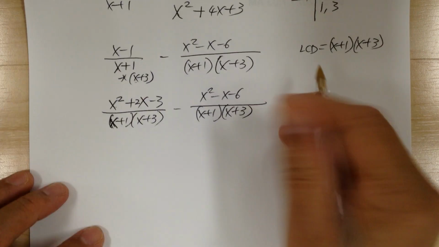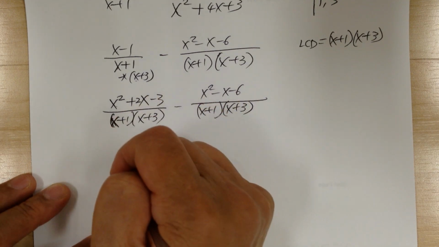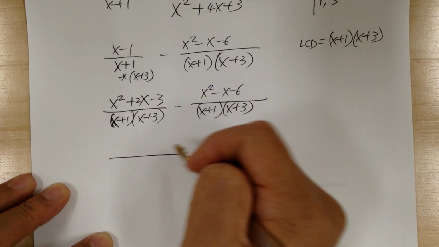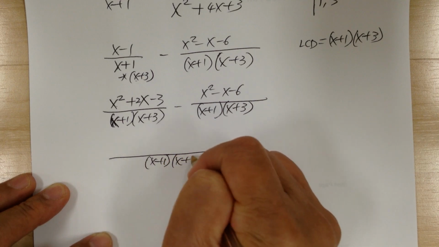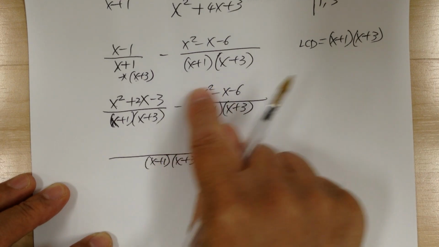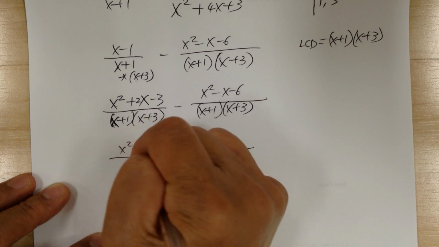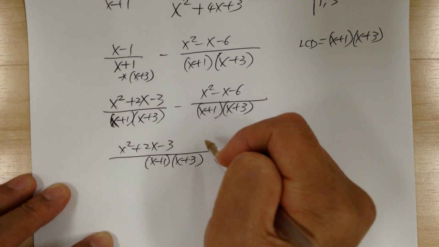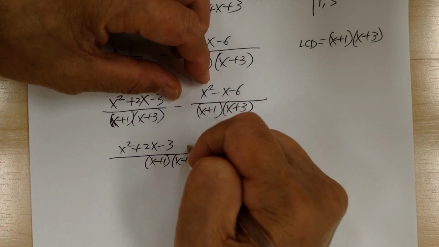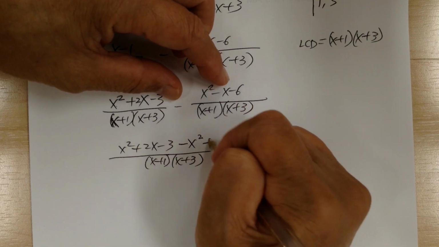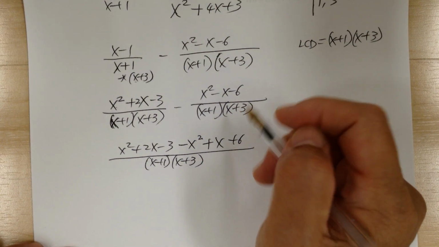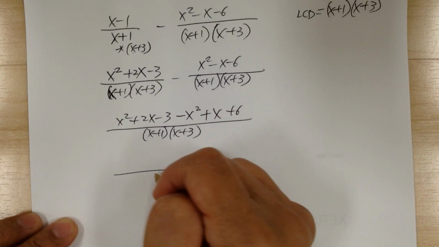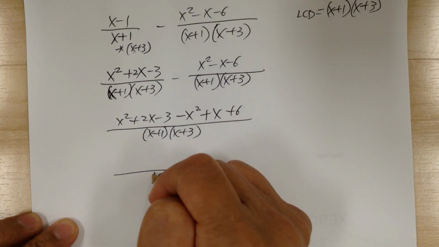Okay, now you have to be very careful with the subtraction, so you need to do one additional step of changing the sign. So you're going to get x squared plus 2x minus 3. Then you have to distribute each term. So you got minus x squared plus x plus 6. Okay? Then after that, you can go ahead and combine the like terms.